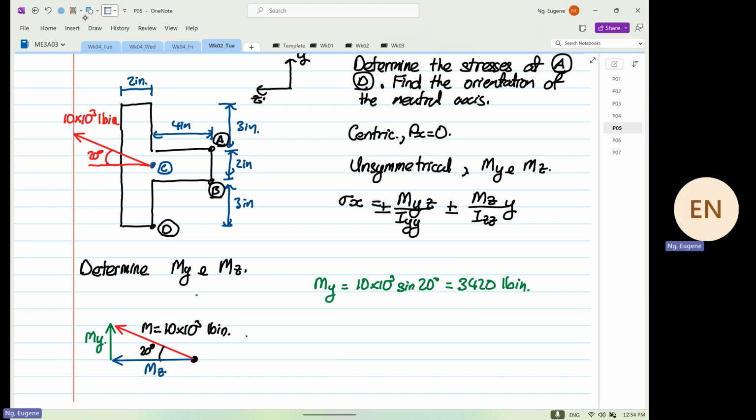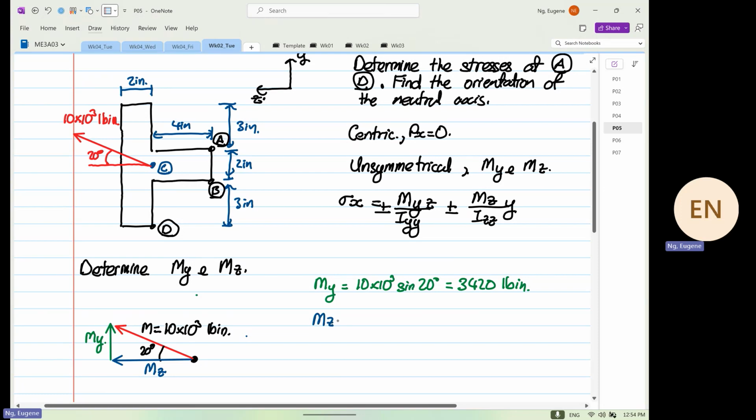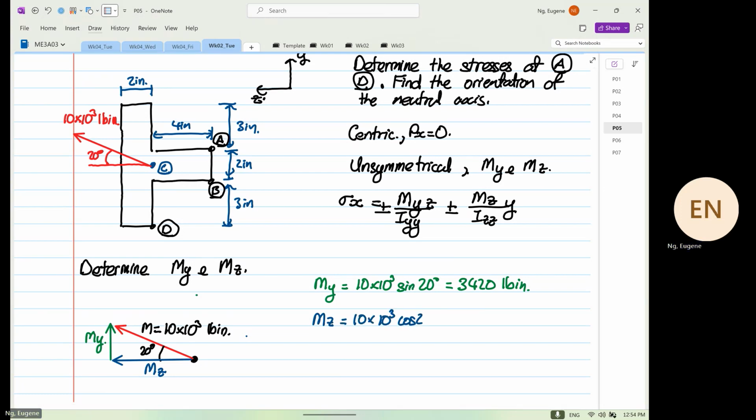Okay, and then the next one, we are going to do moment about Z, very straightforward. This is the easy part. So it's 9397.